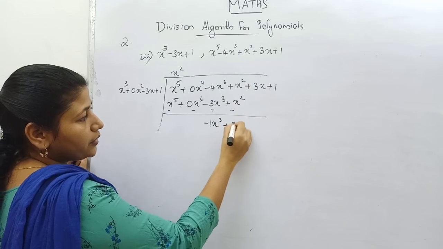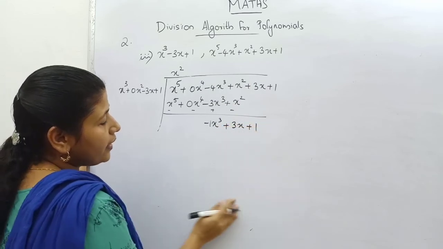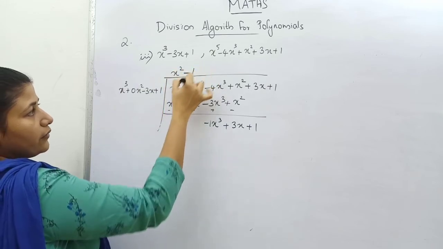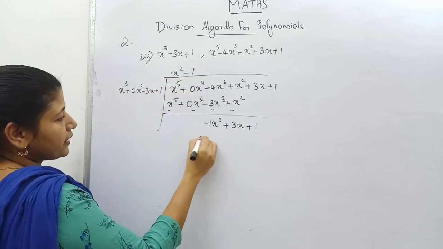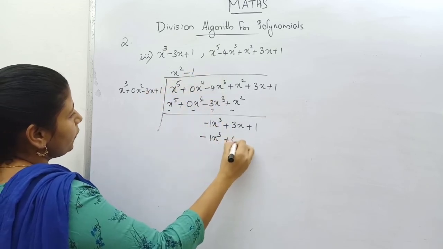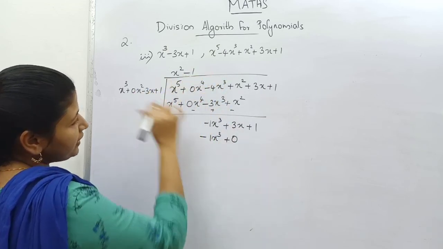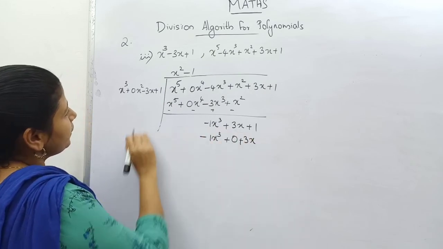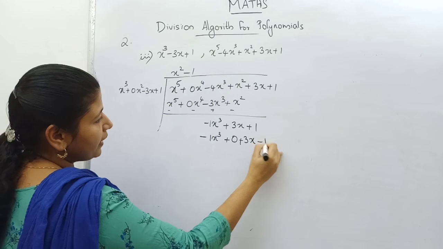We can put this 3x and 1 here. And we need here minus 1x cube. Only x cube is there, so we can write minus 1. Then minus 1 into x cube is minus 1x cube. Minus 1 into 0 is 0. Minus 1 into minus 3x is plus 3x. And what about 1? Minus 1 into 1 is minus 1.